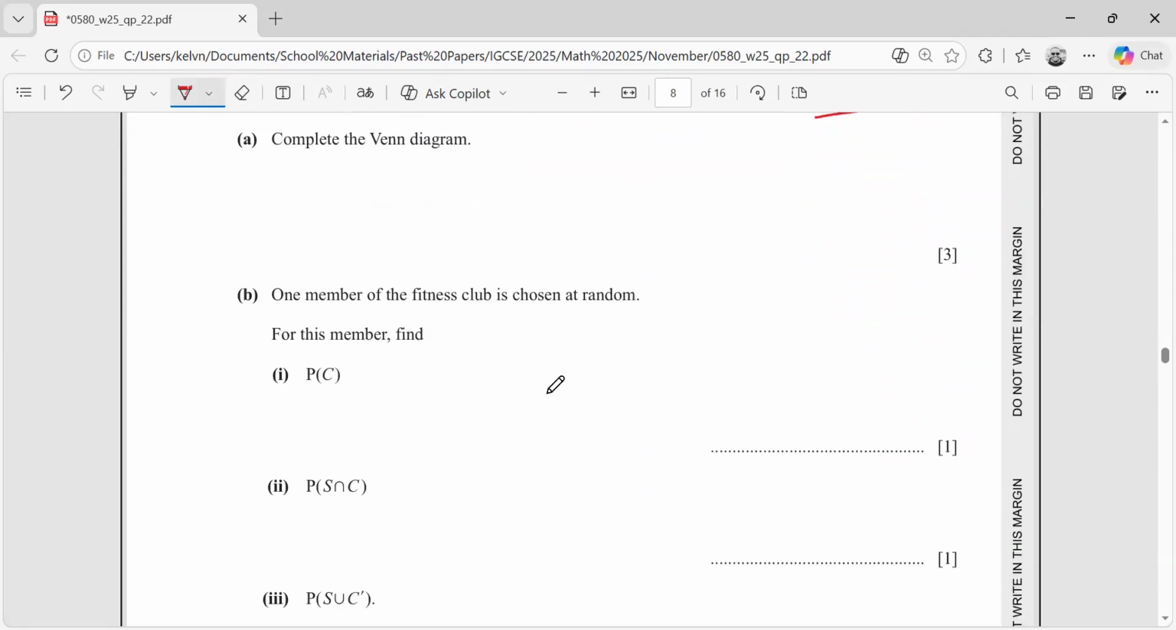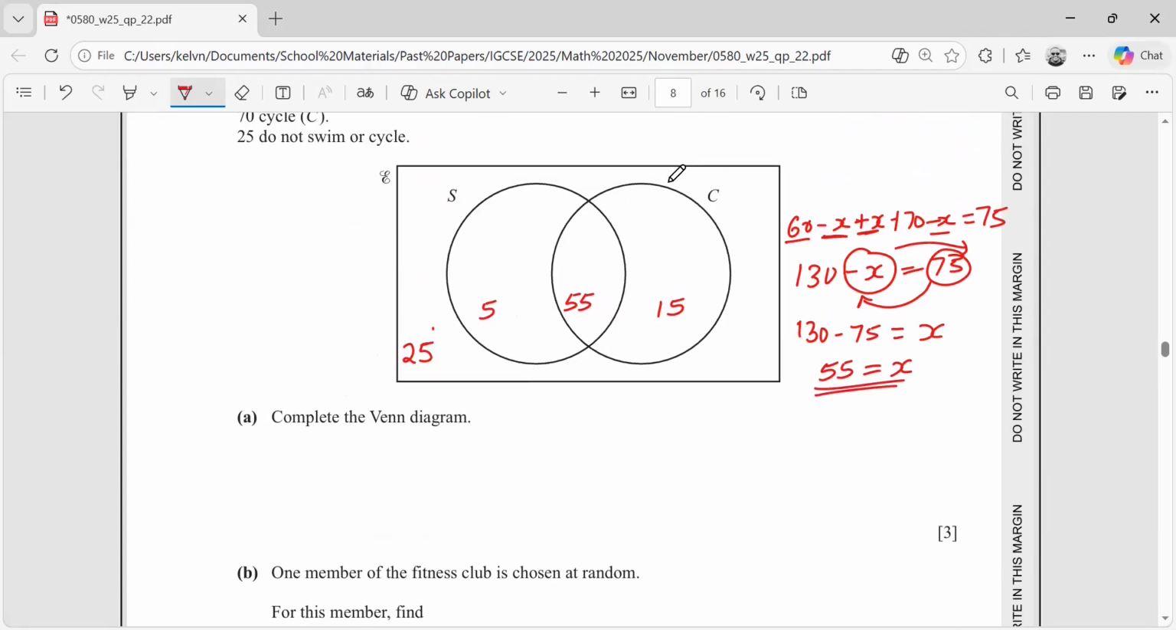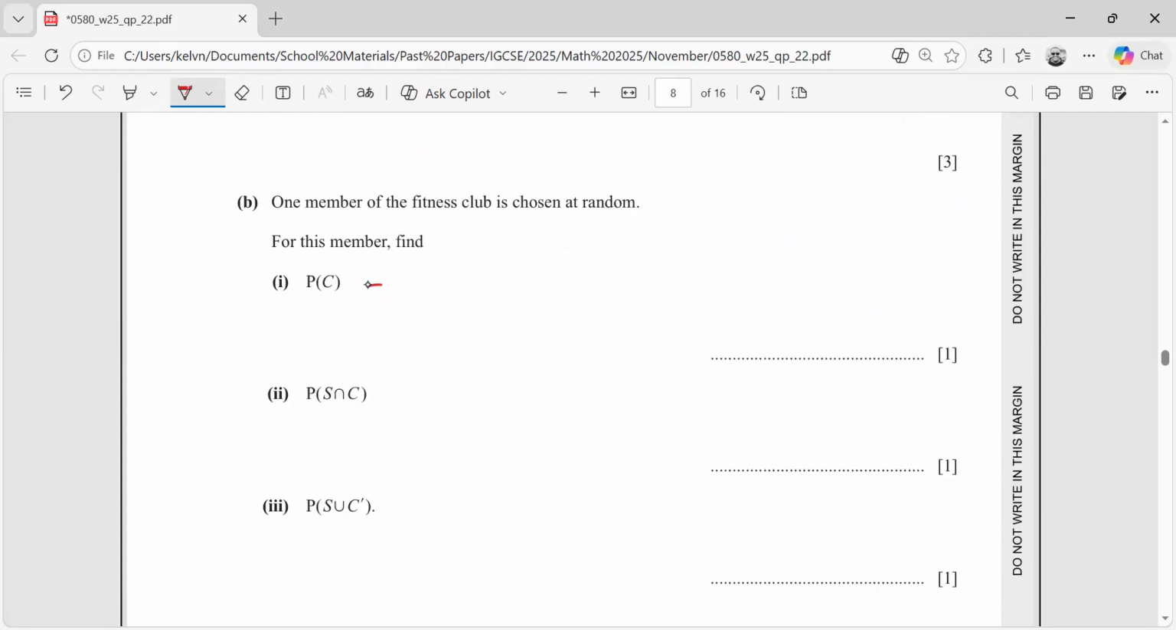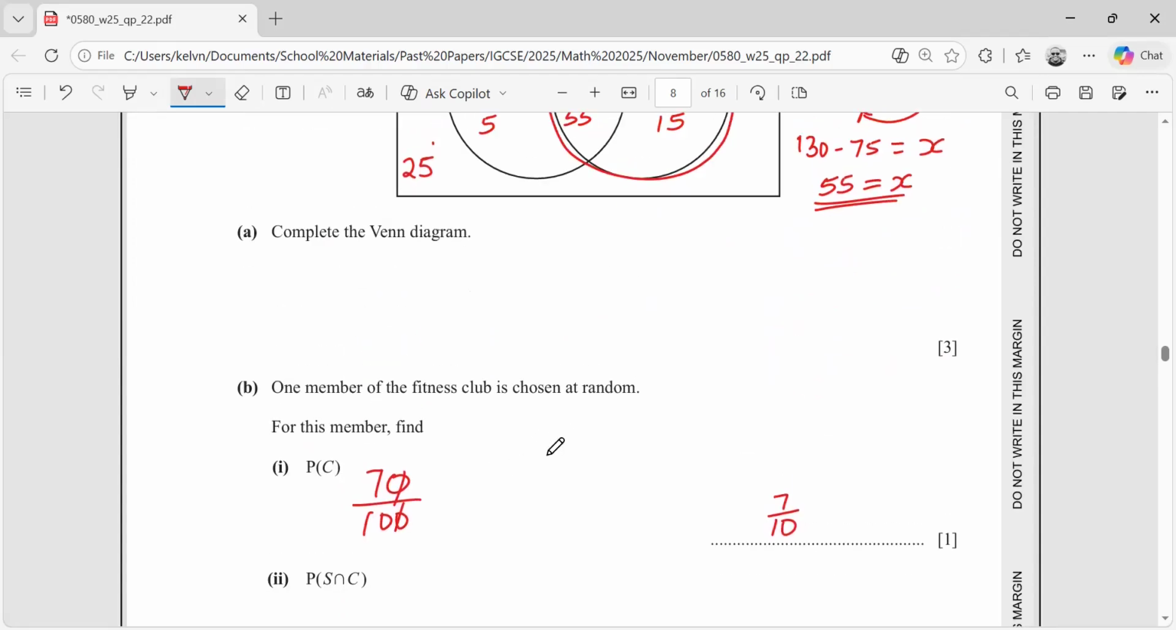Nice. So let's move on to number 12B. This one says, one of the members is chosen at random. For this member, find, Roman 1, the probability that they cycle. We're just going to pick all the members that cycle within that diagram. We can see there are 70 of them, 55 plus 15, out of 100 members. Of course, you can simplify this and write 7 over 10. That was easy. Then we go to the next one.